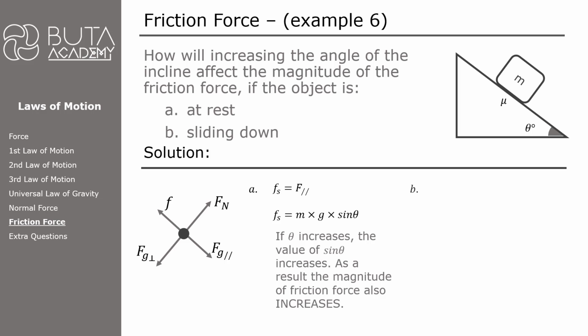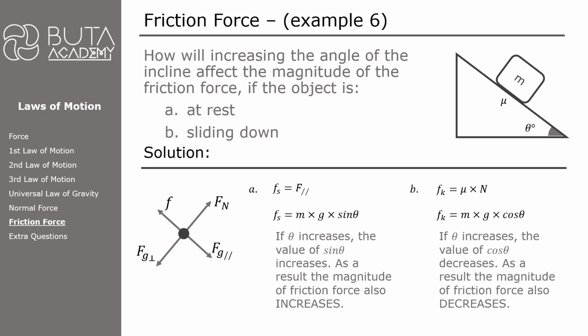In case the object is sliding down, the friction force applied on it is the kinetic friction force, which is equal to the product of the coefficient of friction and the normal force. On an inclined plane, the magnitude of the normal force is equal to the magnitude of Fg perpendicular, which can be calculated as mass times gravitational acceleration times cosine theta. If theta increases, the value of the cosine function decreases, which means the magnitude of the friction force also decreases.